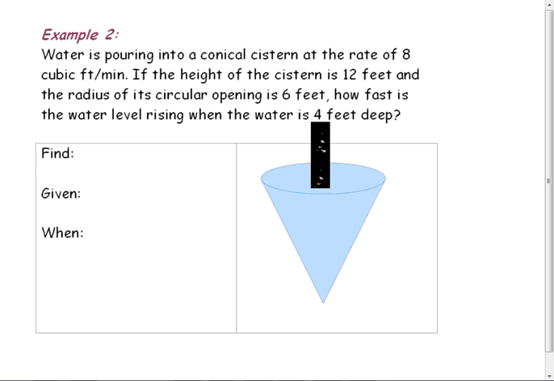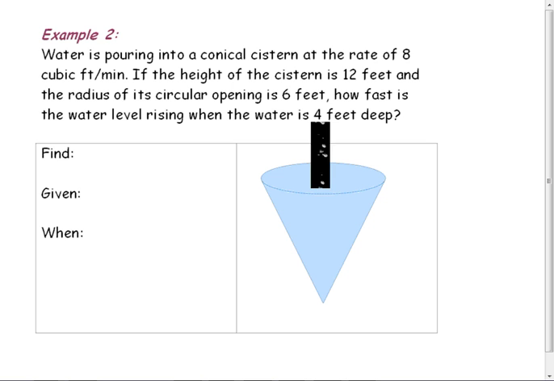Water's pouring into a cistern. You guys know what a cistern is? It's like a container. Yeah, it's a well. It's a container. On my farm, I used to have a cistern. Probably a cylinder. Mine was a rectangular prism, I believe.